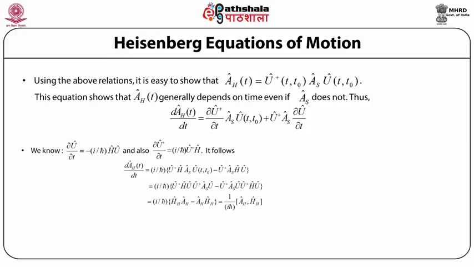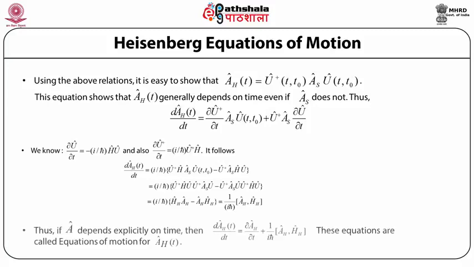So we can write the final result as the time derivative of the operator A_H(t) is equal to 1 upon i h-bar times the commutation relation of operator A_H and operator H_H. Here we have taken the i in the denominator so that the sign gets reversed, and hence we get this final commutation relation between the operator A_H and the Hamiltonian operator H_H in the Heisenberg picture.